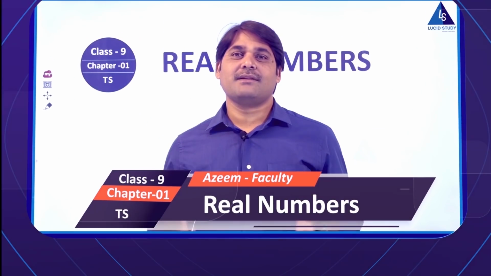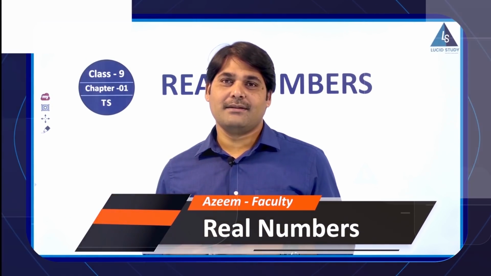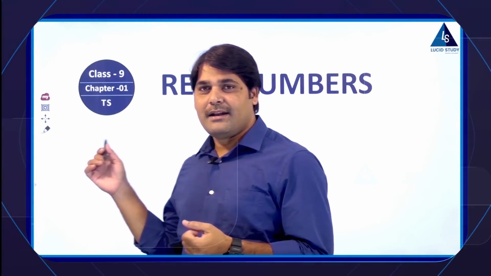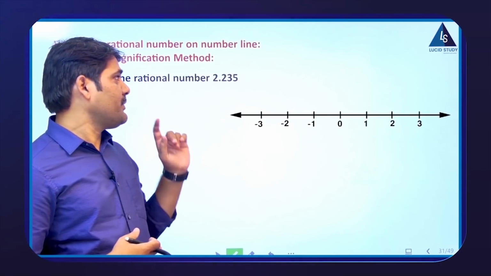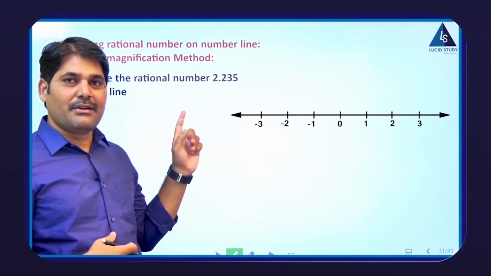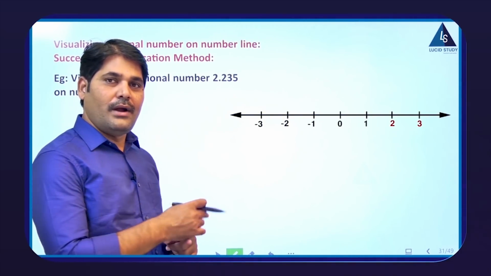Today we are going to discuss an interesting topic, the first chapter, real numbers. Now we have to represent 2.235. So this number will be lying in between 2 and 3.